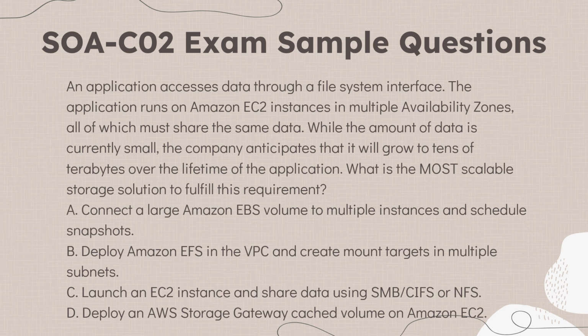A. Connect the large Amazon EBS volume to multiple instances and schedule snapshots. B. Deploy Amazon EFS in the VPC and create mount targets in multiple subnets. C. Launch an EC2 instance and share data using SMB, CIFS or NFS. D. Deploy an AWS Storage Gateway cached volume on Amazon EC2.